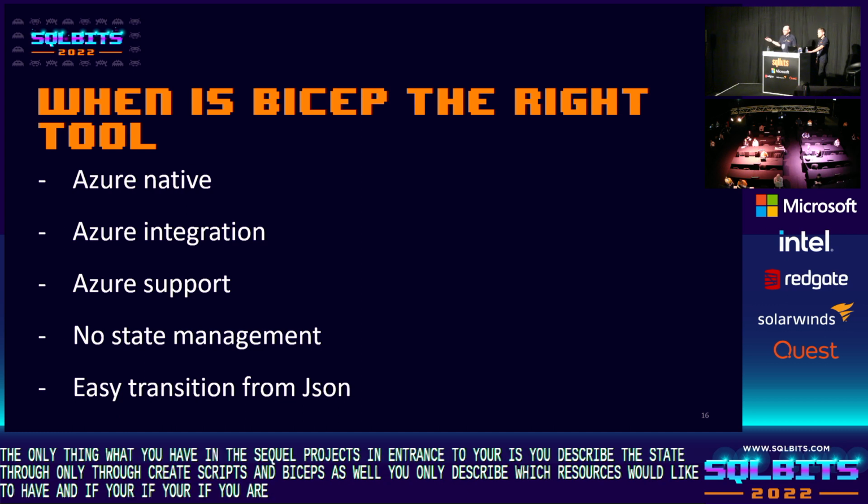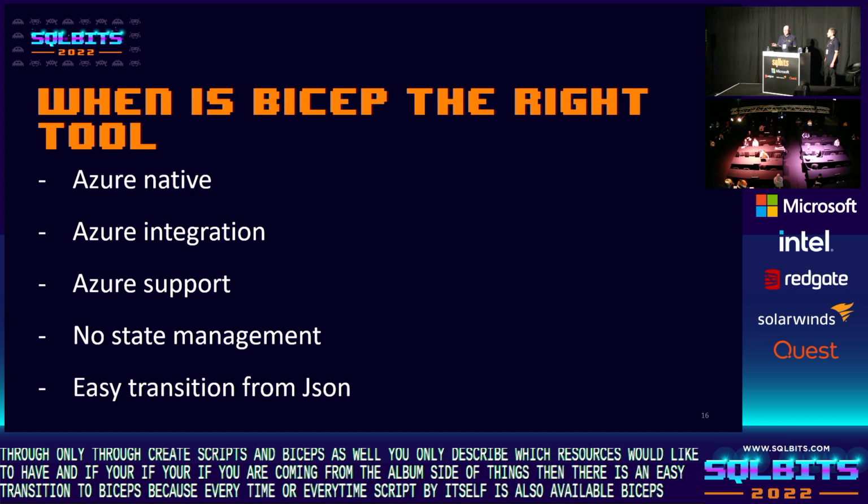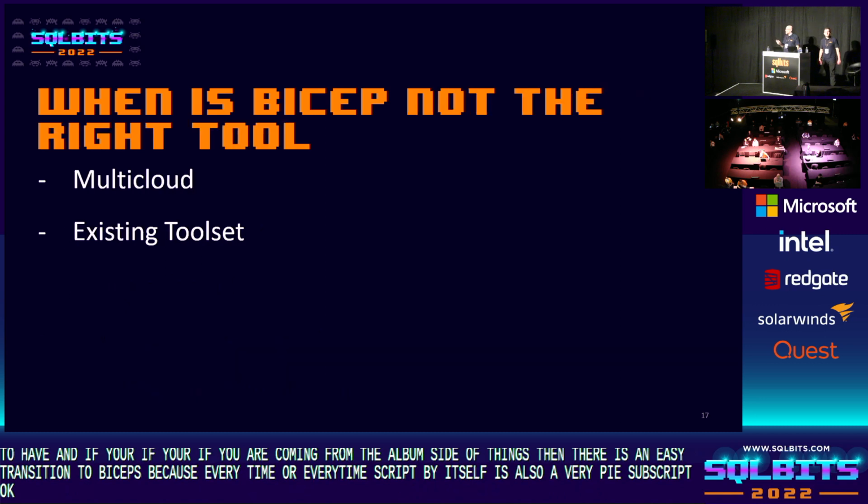And if you are coming from the ARM side of things, then there is an easy transition to Bicep, because every ARM or every JSON script by itself is also a valid Bicep script. Okay, when is Bicep not the right tool?